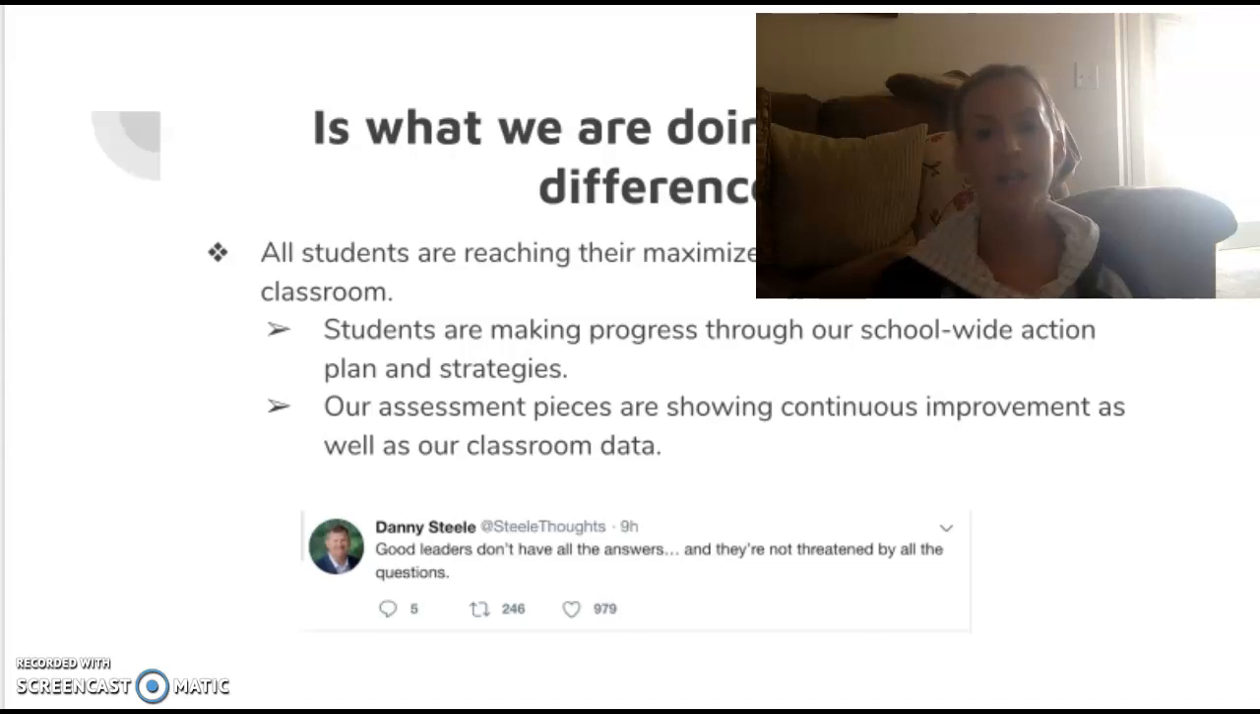And our assessment piece is just showing that we are continually improving, as well as continuing to look at that data analysis as a school, as a grade level, and in a classroom. So I just wanted to leave us with the tweet that I started with, that good leaders don't have all the answers, and we're not going to have all the answers. I think this is just a conversation to get started in our school, and it is going to be a continual work in progress, and to not be threatened by the data, not be threatened by all the questions, because it can be overwhelming, and to just think about baby steps. What can we do to continue to see the improvement that we want among our students and that they deserve?